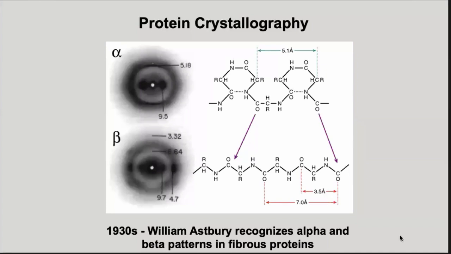So what Linus Pauling figured out is that the alpha pattern was actually a spiral of the protein chain, an alpha helix, which we talked about when we were talking about the secondary structure of proteins. Those are the corkscrew spirals that are found in many proteins. And the name alpha helix actually comes from this alpha pattern that William Astbury discovered back in the 1930s. And the beta pattern is literally just the linear strand of amino acids, but they lie parallel to one another and form sheets, which is the beta sheet. And again, the term beta sheet comes from this beta pattern.